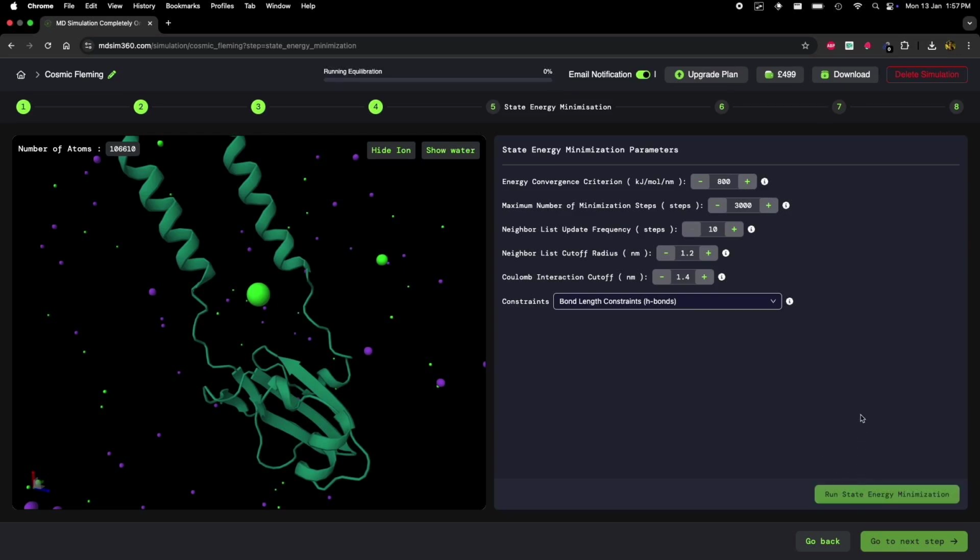To begin the energy minimization process, all you need to do is click a button, and the energy minimization process begins. A progress bar will appear, allowing you to monitor the status of the process, indicating how much the state energy minimization has progressed over time. Now, this step usually takes about 1 to 2 minutes to finish.